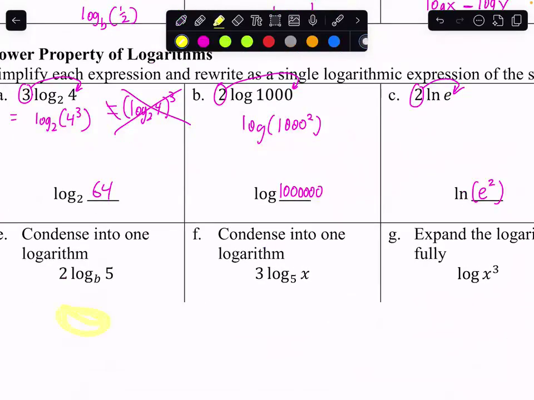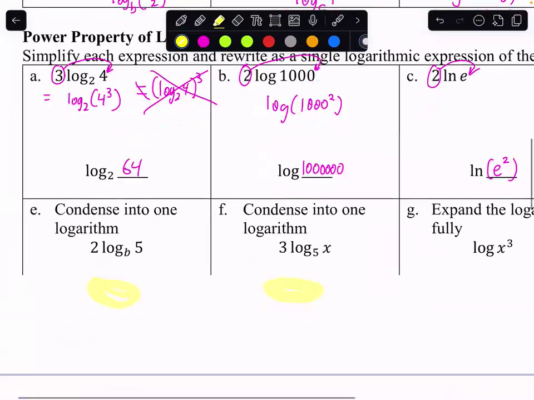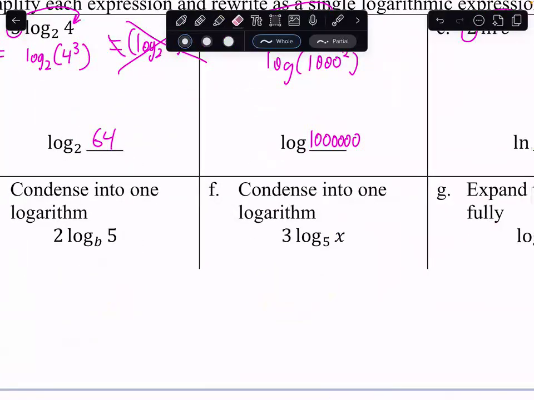Okay, so I'm going to ask you to try letters E and F. So here, when I say condense, I basically mean get rid of the coefficient by moving it into the argument. Okay, so go and take a few seconds and try those 2 out, please.